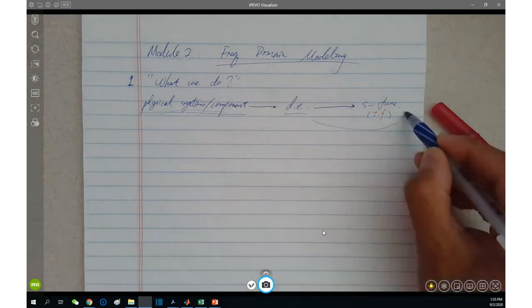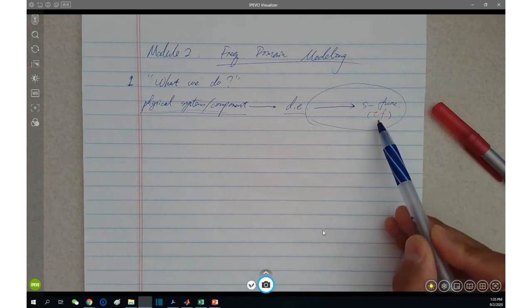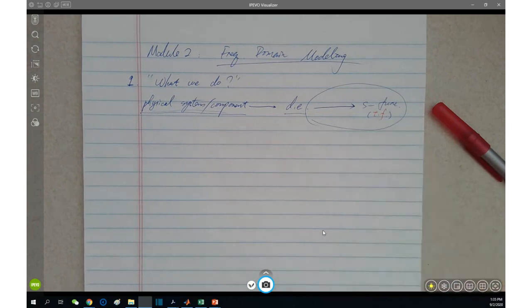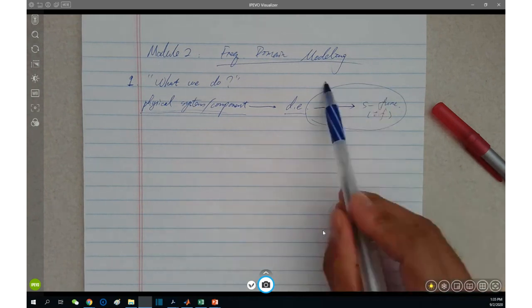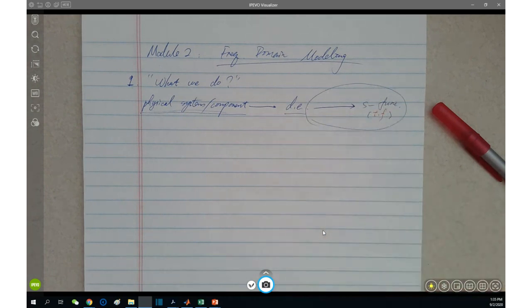It is mainly dealing with the second part. How we convert the available differential equations, plural, to S function. What does it mean by S function? It's nothing but the term we learned on Monday, transfer function. How we do this conversion is our job in module 2.